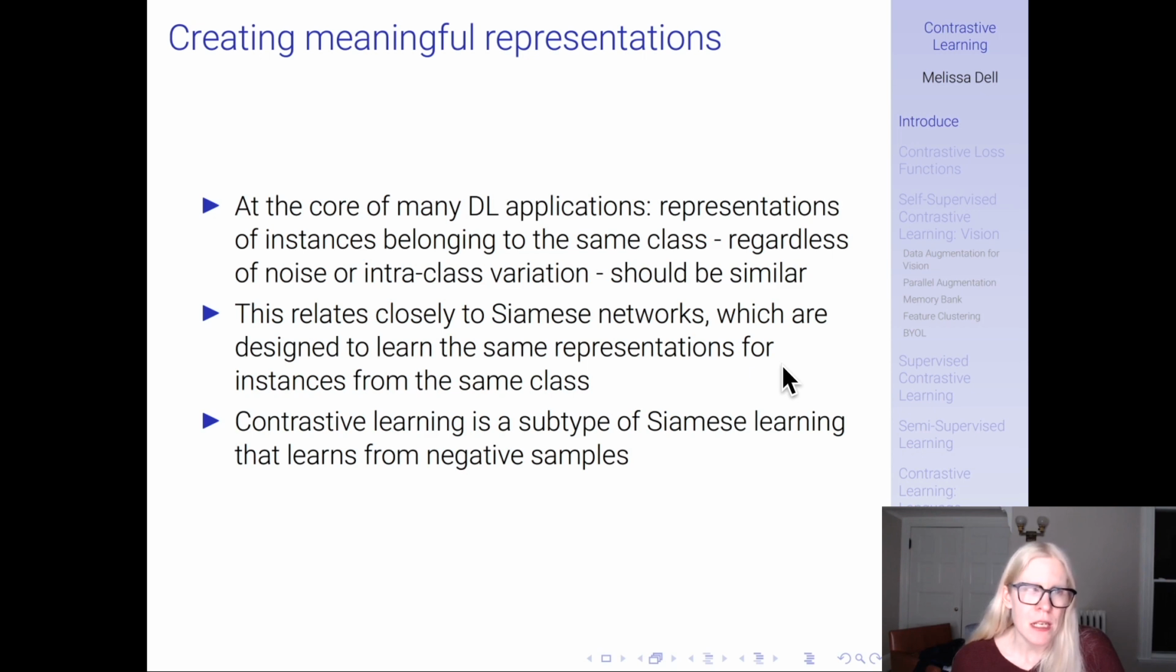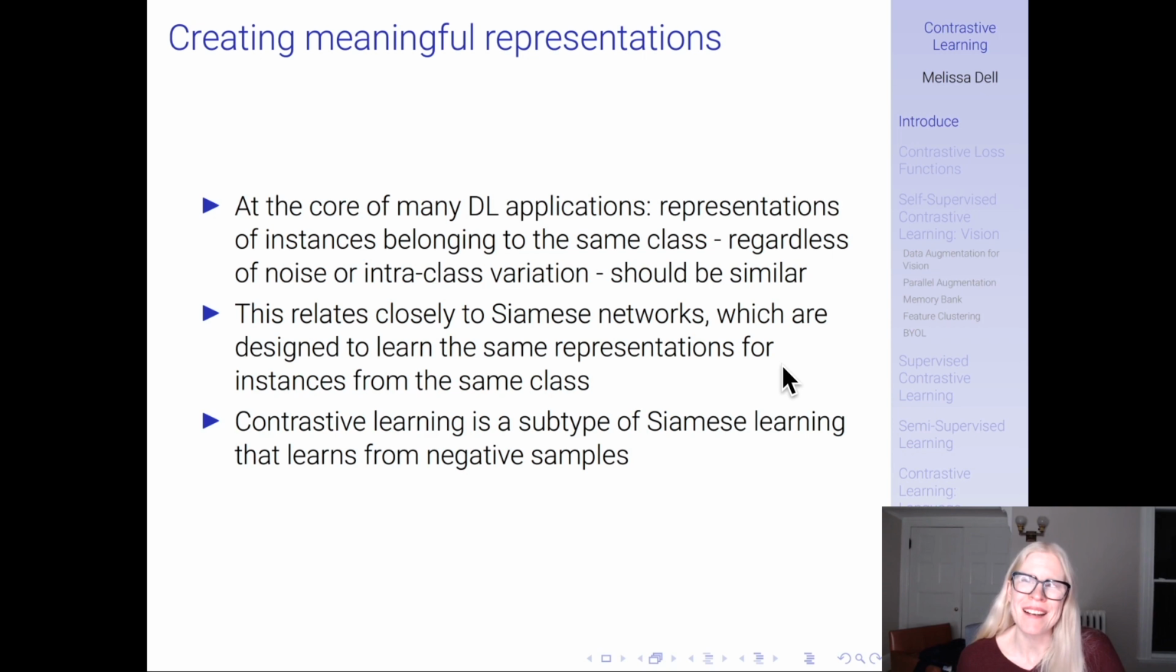So at the core of many deep learning applications is a simple idea that we want the representation of instances belonging to the same class, regardless of noise or interclass variation, to be similar, and representations of instances belonging to different classes to be different.